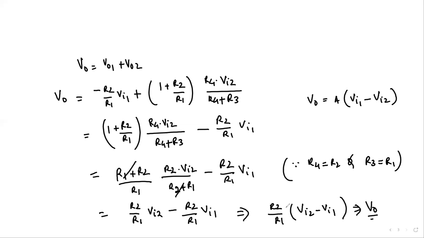So the gain is this factor, if we have this assumption, we make these resistors R4 equals R2 and R3 equals R1. So that's your gain for the difference amplifier. So let's denote it as AD, the differential gain.